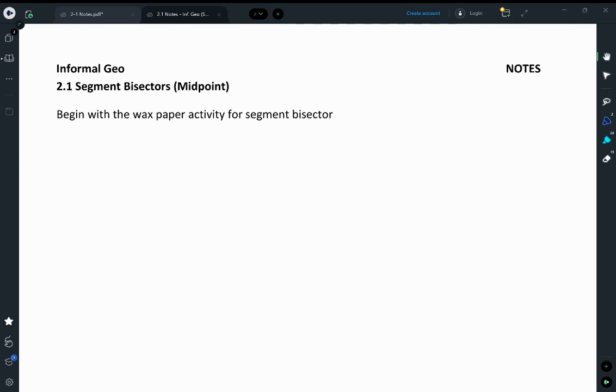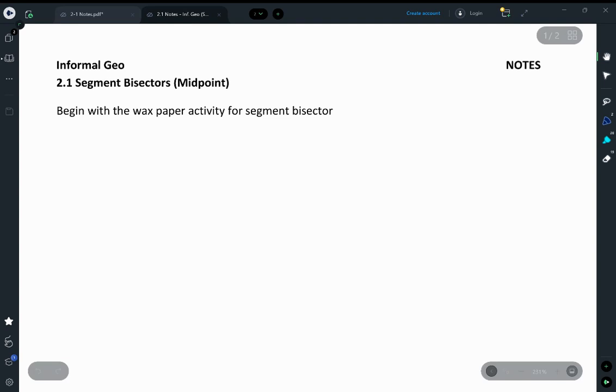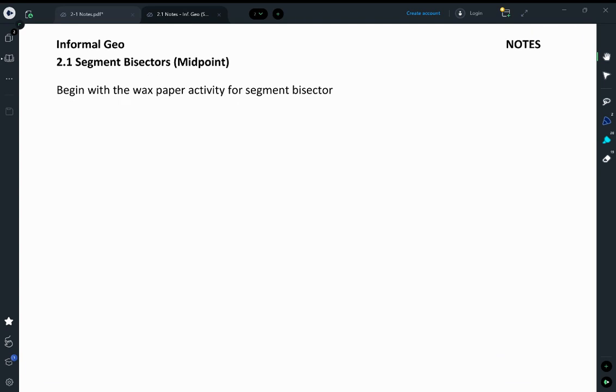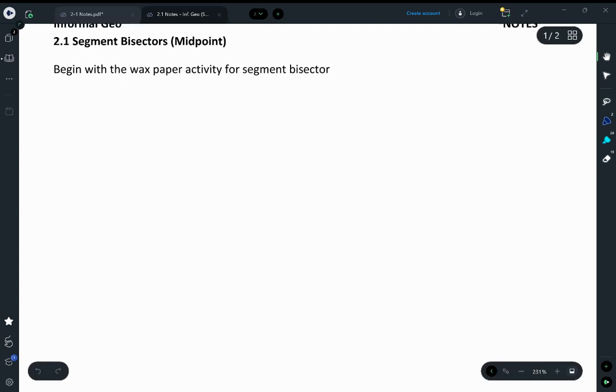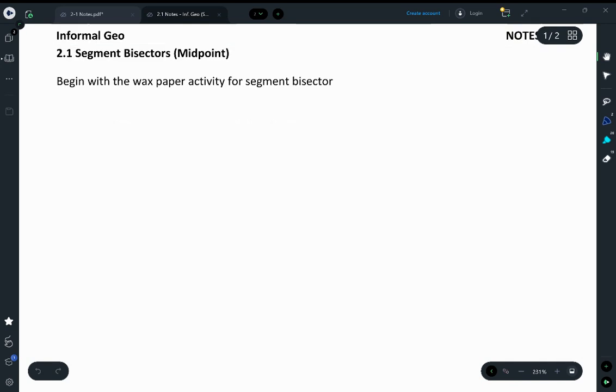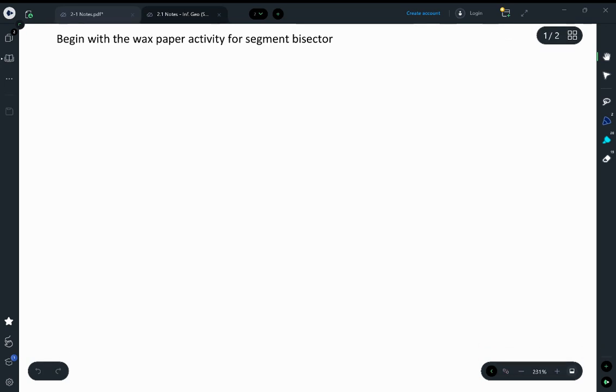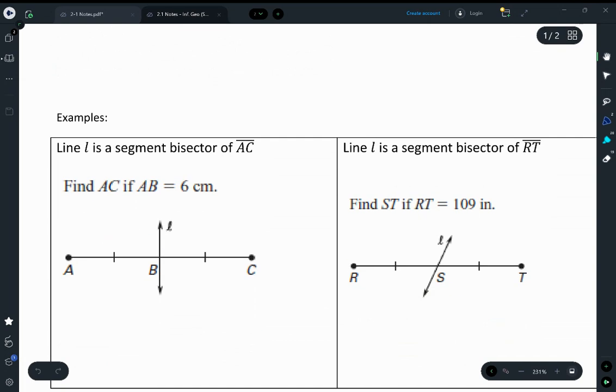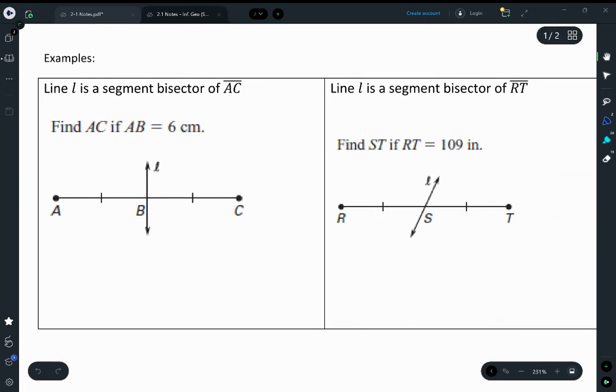So these are our informal geometry notes for section 2.1, segment bisectors. There is an activity at the beginning that we may or may not be able to do in class. I know it's a little bit weird, but I can't really do that activity on this video without paper. So we're going to scroll past that and look at the examples.